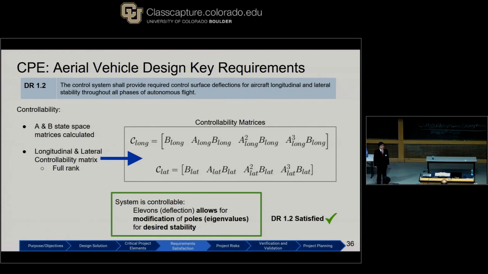What these matrices actually contain, for instance the A matrix, contains the coefficients of the linearized equations of motion for either the longitudinal or the lateral dynamics. And the B matrix shows how the control inputs affect the states in the state space model. The significance of this is we showed that both controllability matrices were full rank, and that means that we can use our elevon deflections to modify the poles for any desired stability that we would like. Therefore, derived requirement 1.2 has been satisfied.